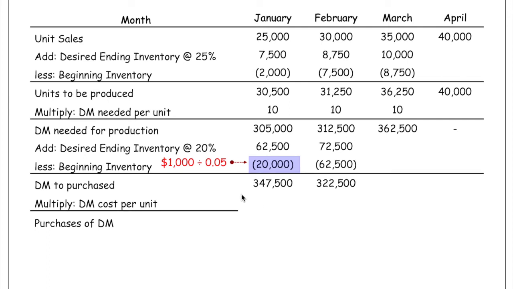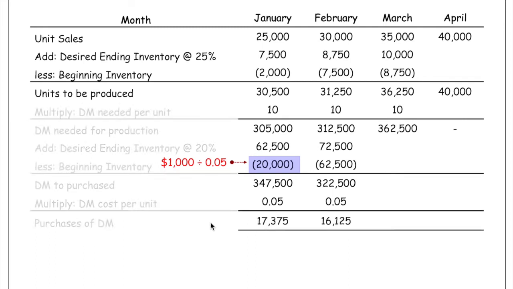Once we've figured out how much DM to be buying, we're simply going to be multiplying this by the cost of DM. So in this example, as I explained earlier, the sheets of paper cost us 5 cents a sheet, and so we can multiply these by 5 cents, and this is going to tell us the purchases of DM.